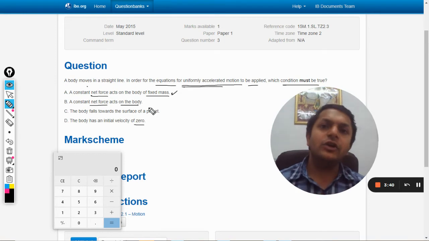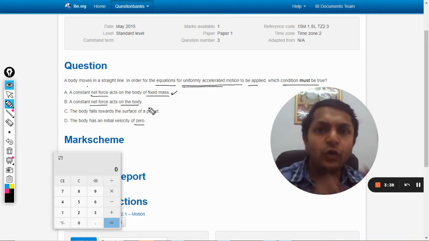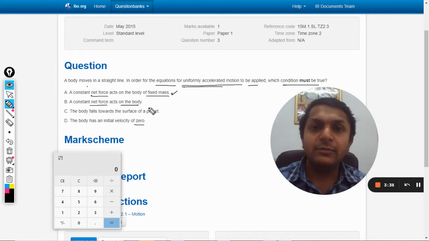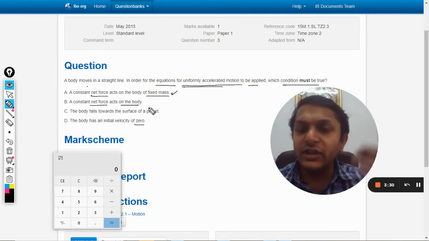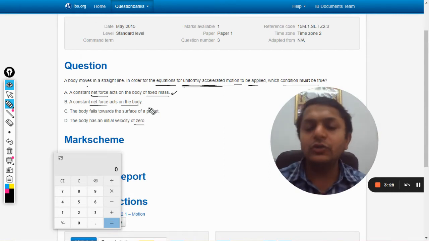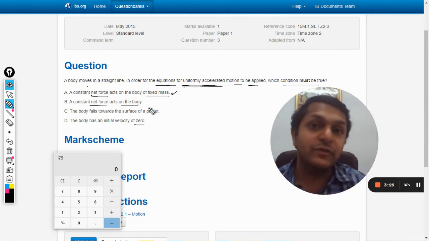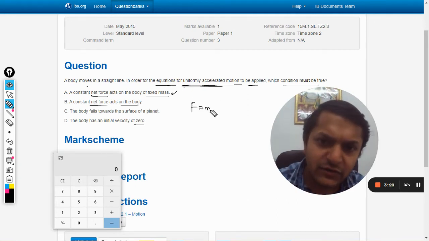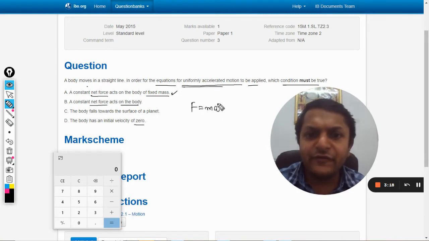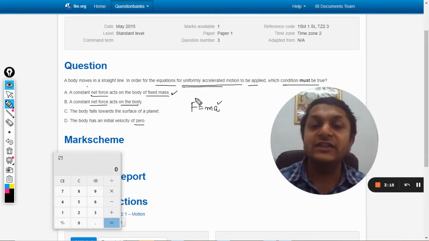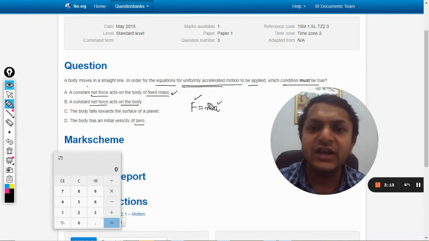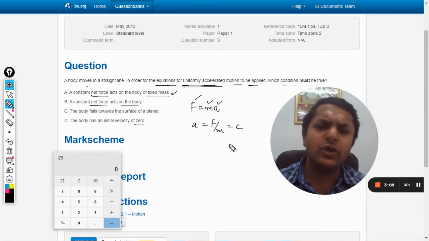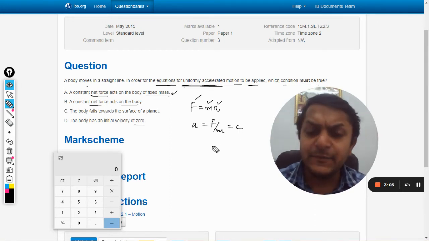For example, if you're talking about a rocket, the force acting on the rocket can be constant, but the mass of the rocket is not constant because the fuel is continuously getting exhausted. So having the condition that the mass should be fixed is an important condition. We know that F = ma. If we want acceleration to be constant, the force should be fixed and the mass should also be fixed. So acceleration is F/m, which should be a constant value. The mass should not vary.